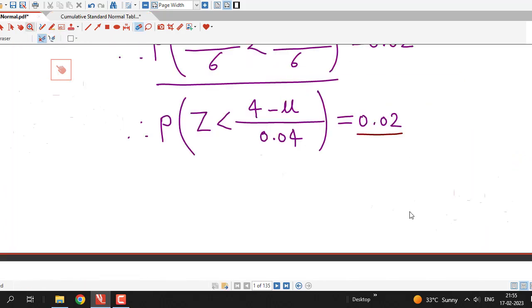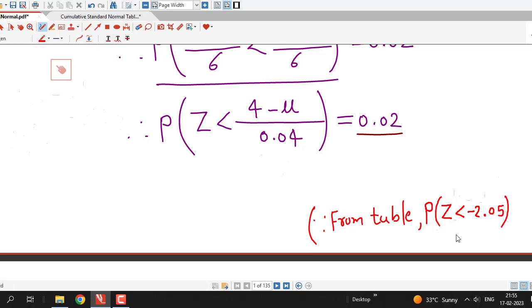So that we can substitute here. We can also write or mention here in the bracket that from the table we find that the probability that capital Z is less than minus 2.05 is equal to 0.0202, which is rounded to 2 decimal places, and it is 0.02. Therefore this value must be equal to this value.